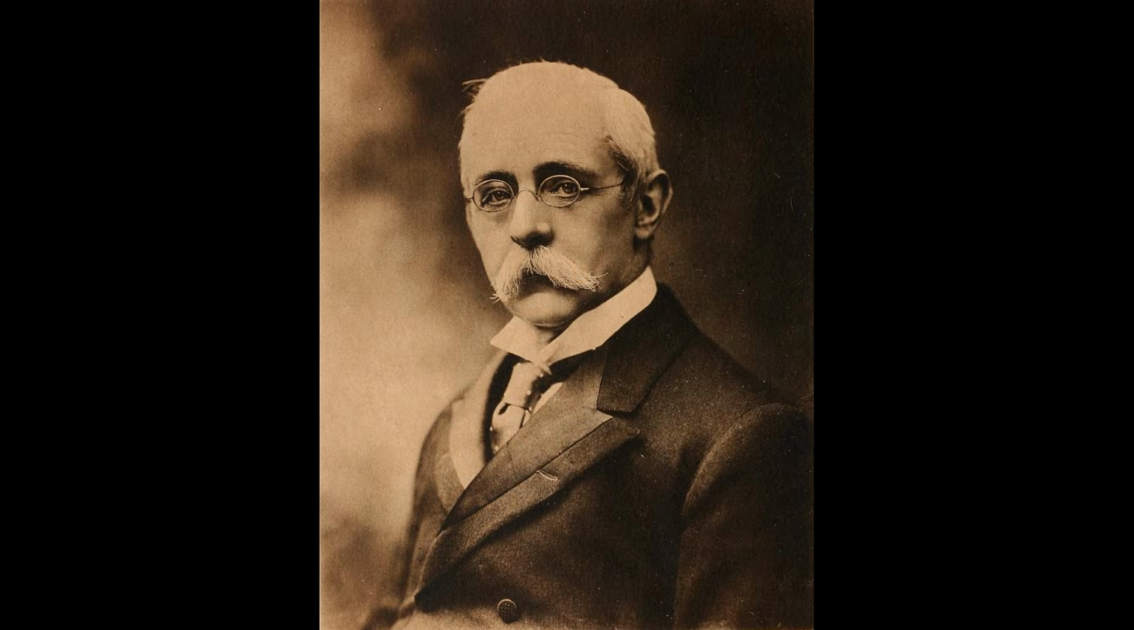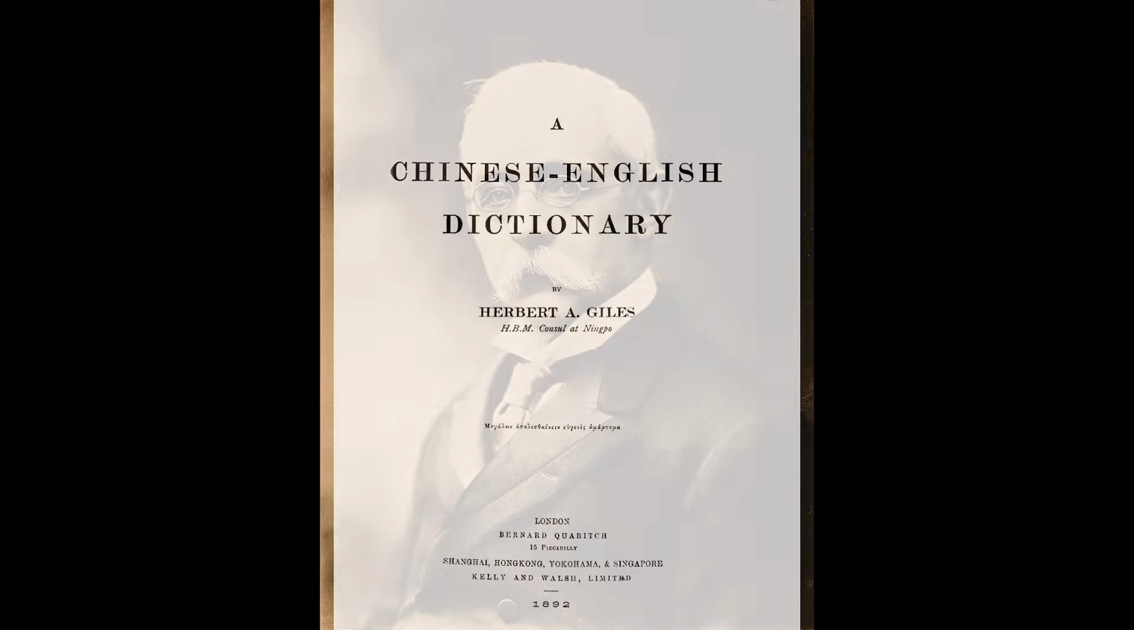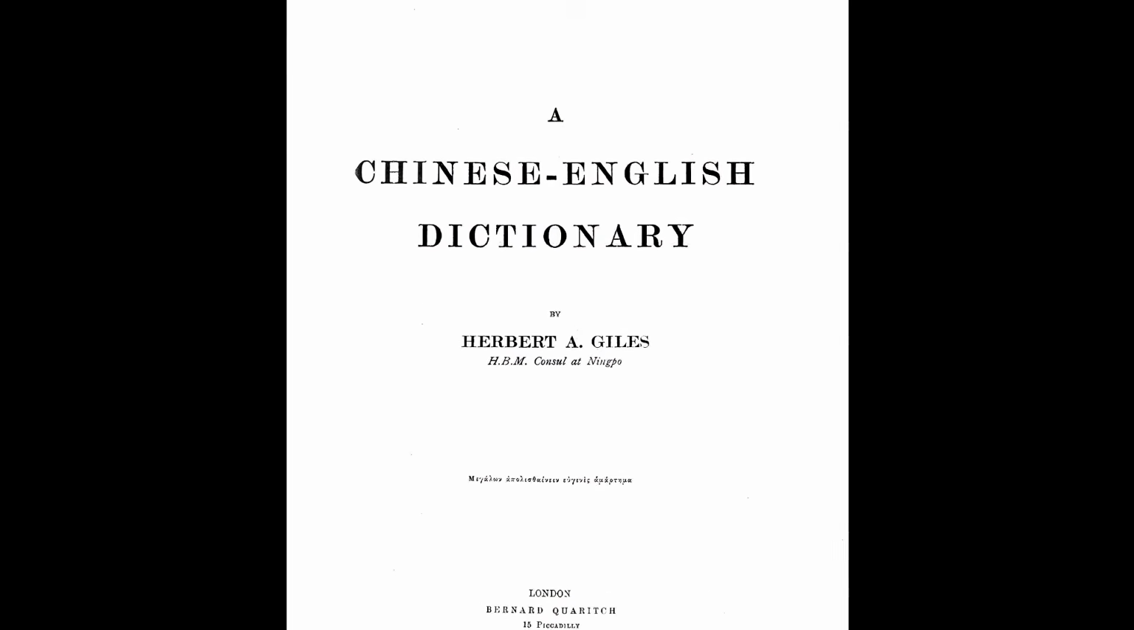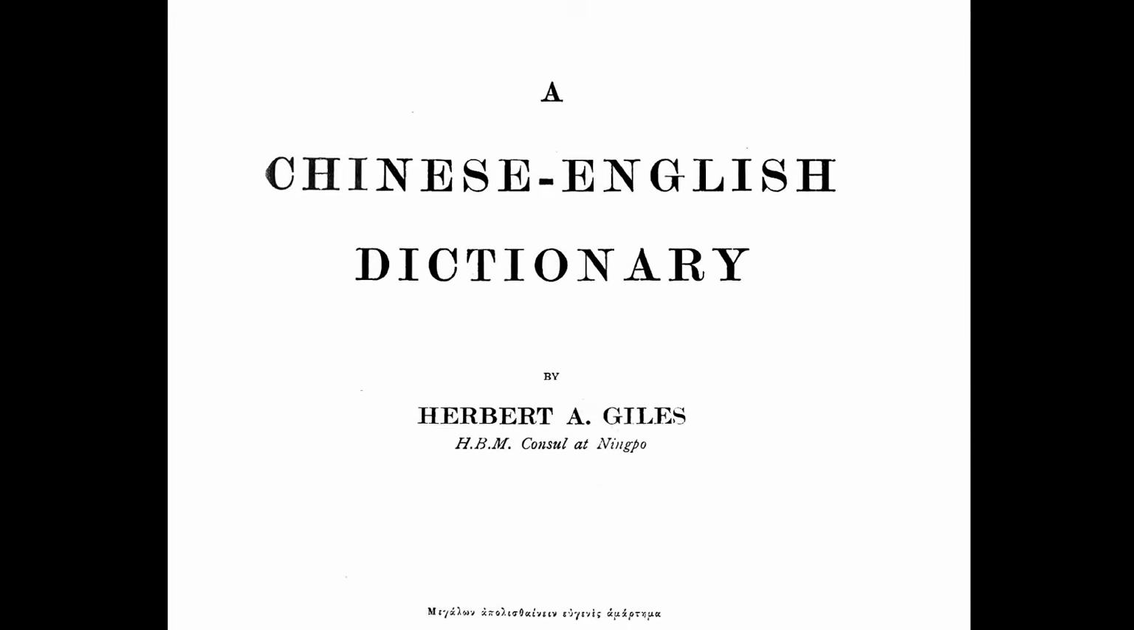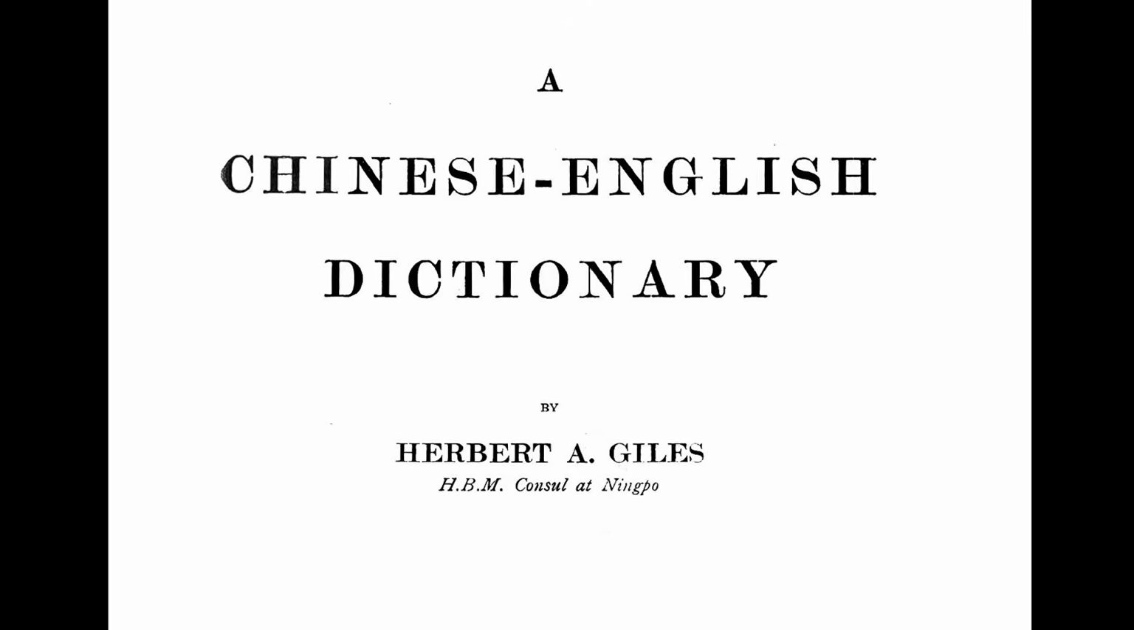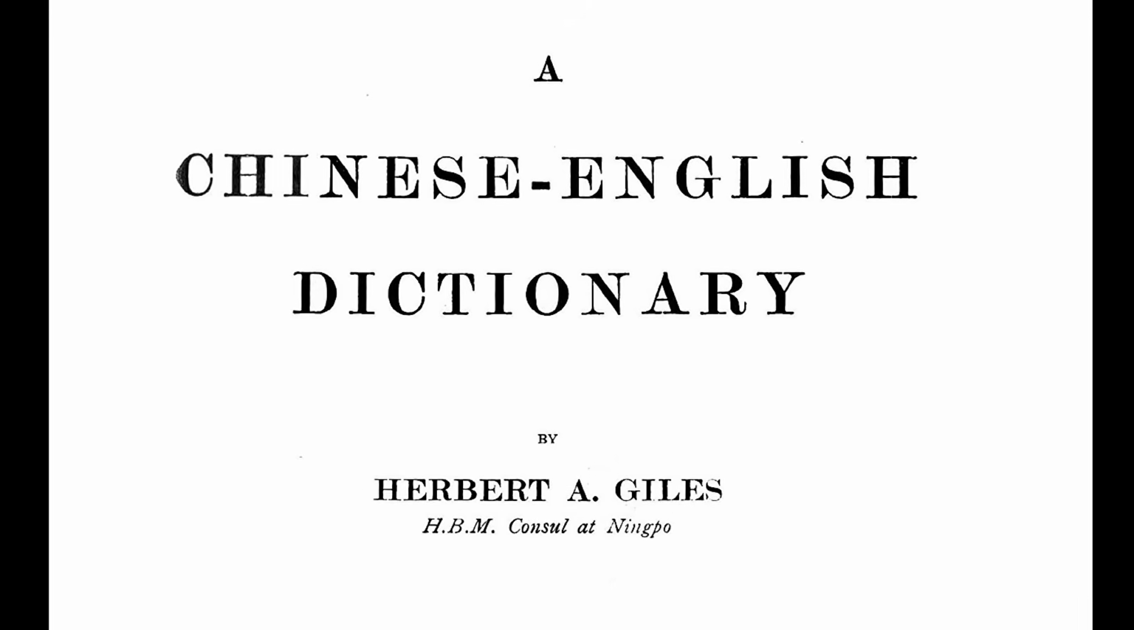This was later expanded on and revised by Herbert Giles. He was a former British diplomat who also happened to serve as a professor of Chinese at Cambridge. It was this 1892 Chinese-English dictionary that popularized the so-called Wade-Giles system. This is a system of romanization that remains in use among academics in certain fields to this day.